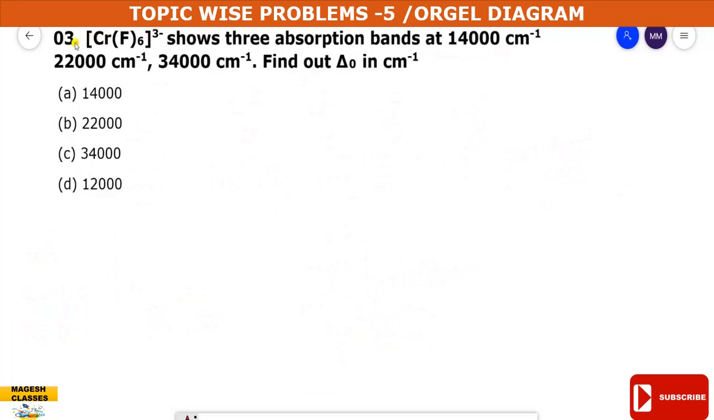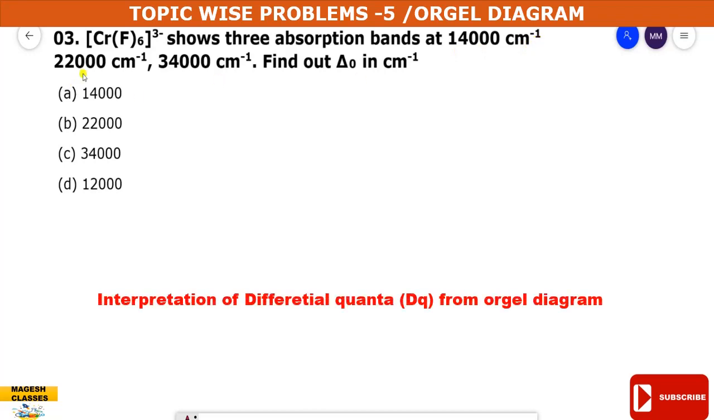Question number 3. The CrF6 3- shows 3 absorption bands at 14,000 cm inverse, 22,000 cm inverse, 34,000 cm inverse. Find out the delta octahedral. So for that, what you have to know is the F-term energy level diagram.